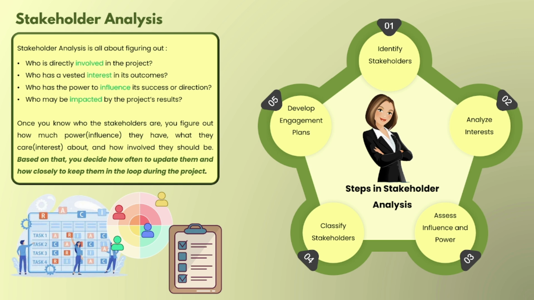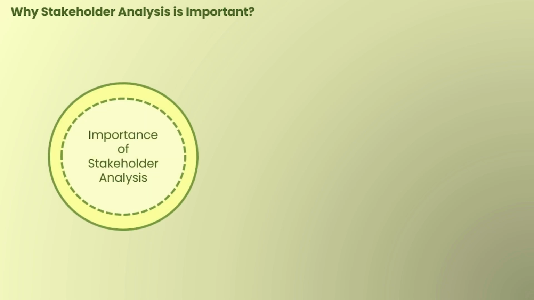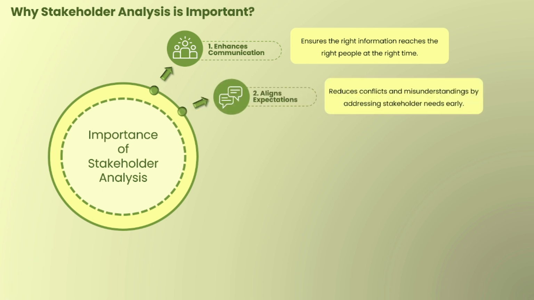Now let's move to the next. Here we will see why stakeholder analysis is important. The very first importance is that it enhances communication, which means it makes sure the right information gets to the right people when they need it, so everyone stays in the loop. This helps avoid confusion and keeps the project on track. The next importance is that it aligns expectations, which means it helps avoid conflicts by figuring out what stakeholders need or expect from the start. It ensures everyone is on the same page from the beginning.